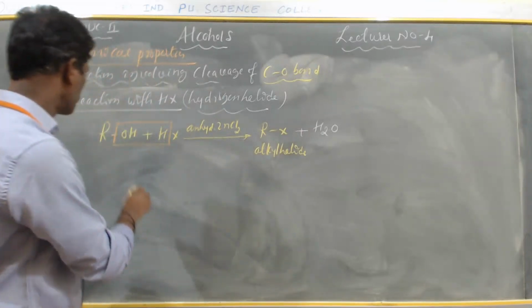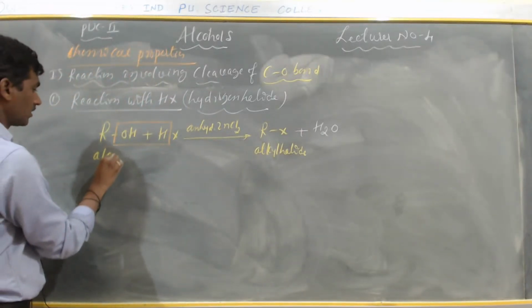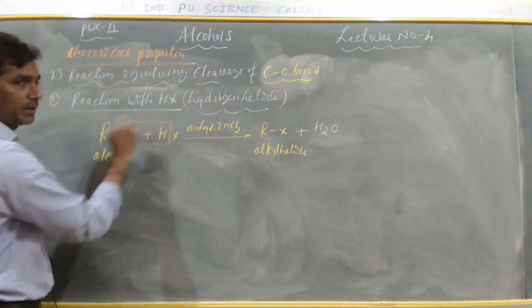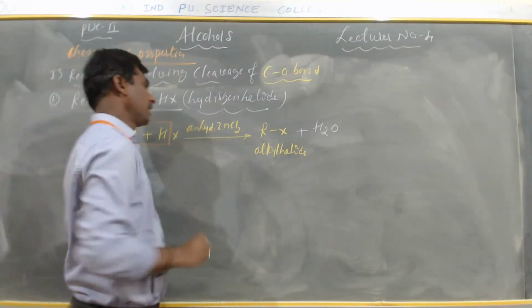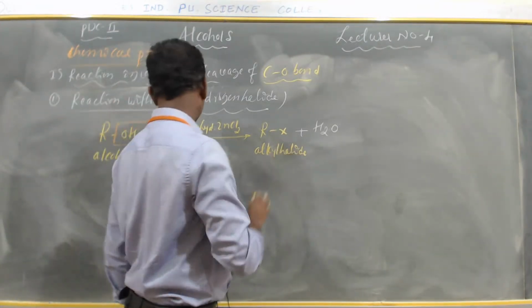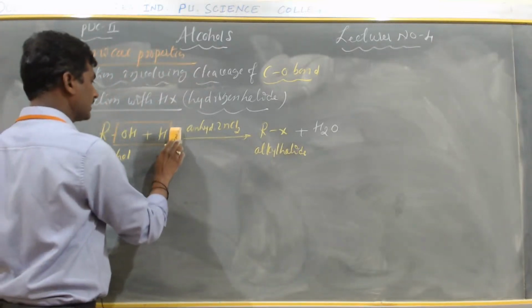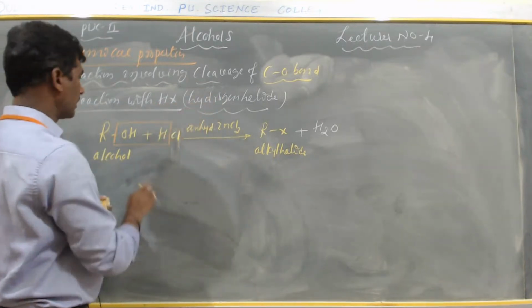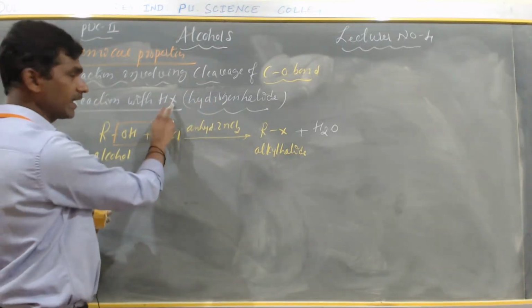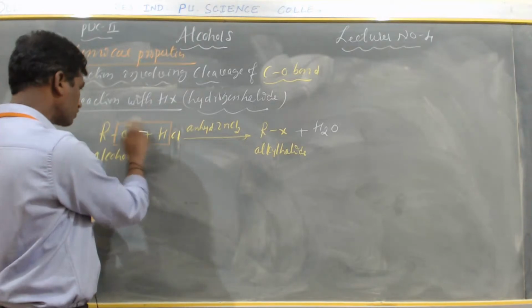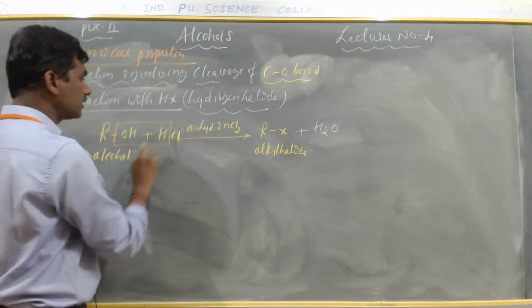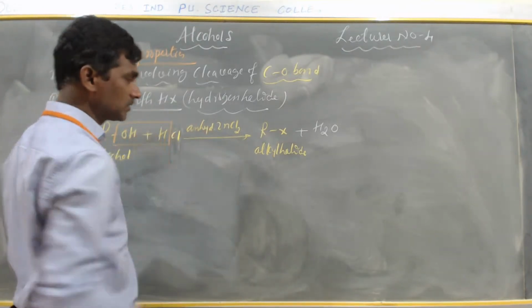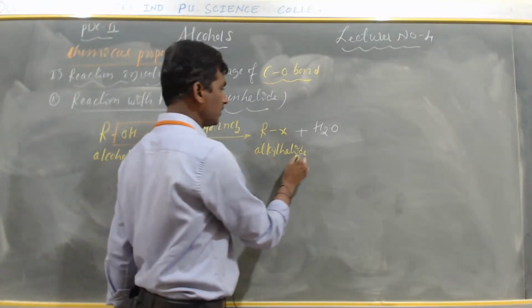Yes, my dear students. So this alcohol is treated with hydrogen halide in the presence of anhydrous zinc chloride. It gives alkyl halide. I can take Cl here instead of X. So HX means hydrogen halide, and X means Cl, so it is HCl. So alcohol reacts with concentrated hydrochloric acid in the presence of anhydrous zinc chloride and gives alkyl chloride.